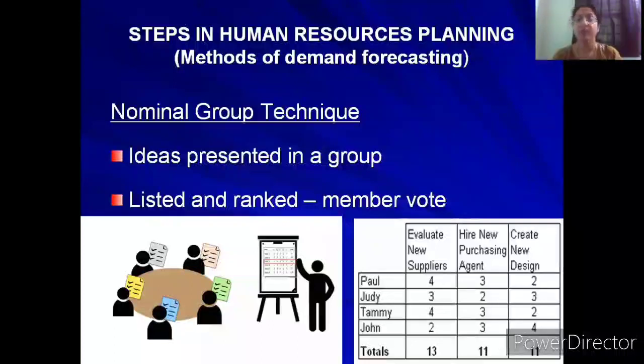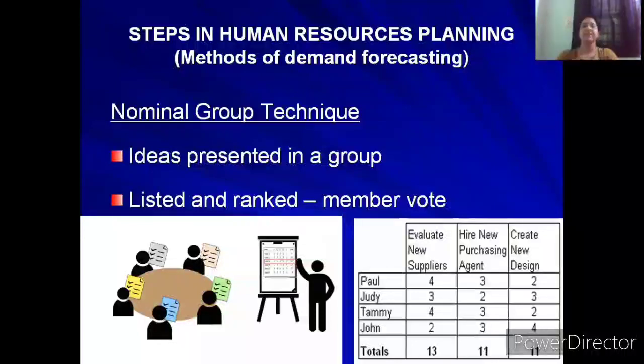Create new design. How many experts are in favor of this option? Let's say only one expert is voting in favor of the option of create new design. So if we see, evaluate new suppliers is getting 3 votes. Hire a new purchasing agent is getting 5 votes. And create a new design is getting only 1 vote. So obviously, which decision is applicable here? The second decision of hiring a new purchasing agent is what will be applicable. This is one way in which a decision can be arrived at.